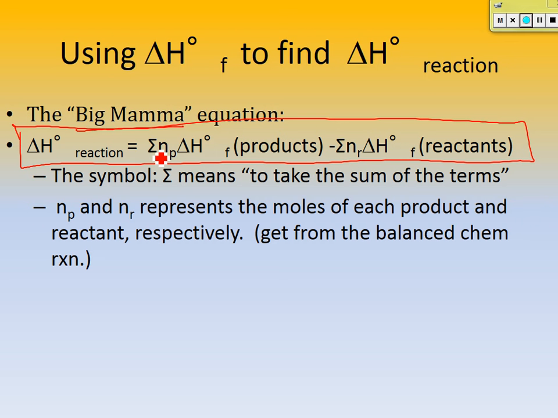So again, that's sigma, which means take the sum of. N means the number of moles times the delta H of formation, which you will get from the data tables, of all of the products here. So this sigma sign, if there's more than one product, you're going to add them together because the sigma sign means take the sum of. Okay, so once you do that for all the products, we're going to subtract. Then you see the sigma sign again, which means take the sum of N sub R, which means the moles of the reactants, times the delta H of formation of all of the reactants.